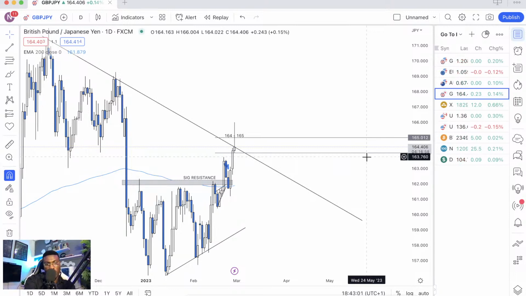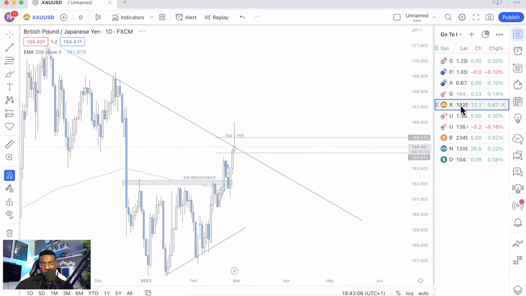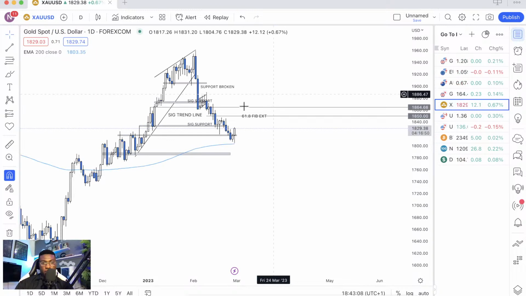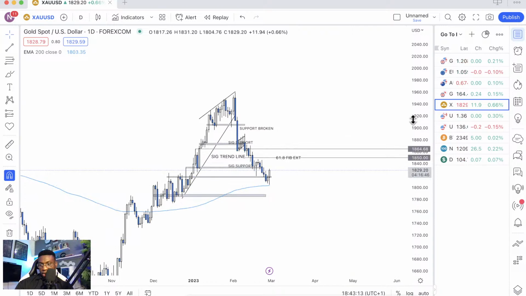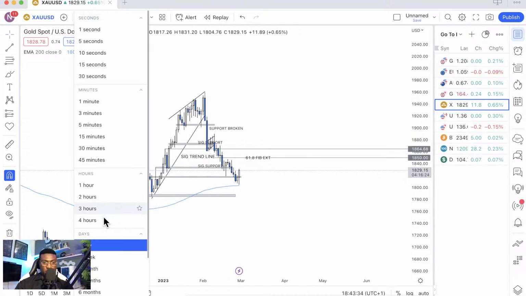Someone's asking, can I analyze gold? So let's look at gold. NAS 100, just Nasdaq. USD JPY. Okay, we're going to take it one at a time, actually. I'm just going to go to the 4-hour time frame on gold.